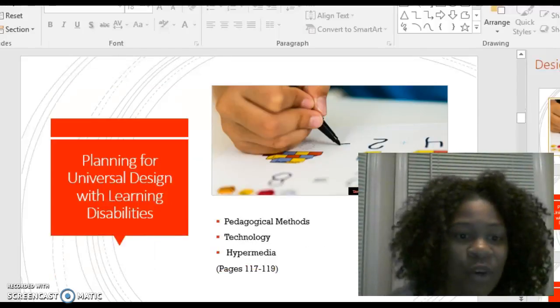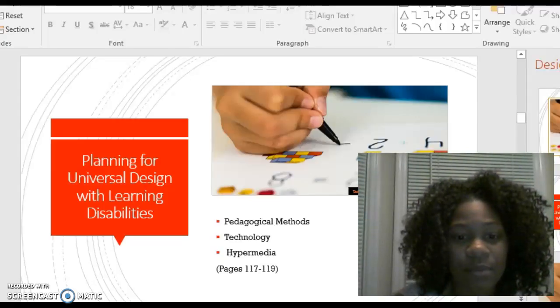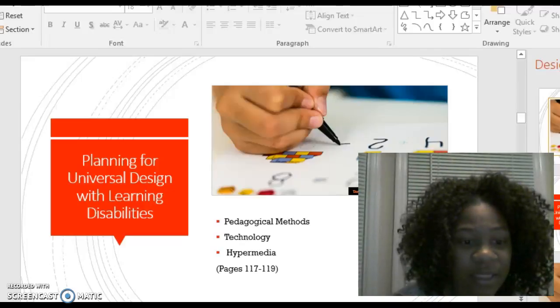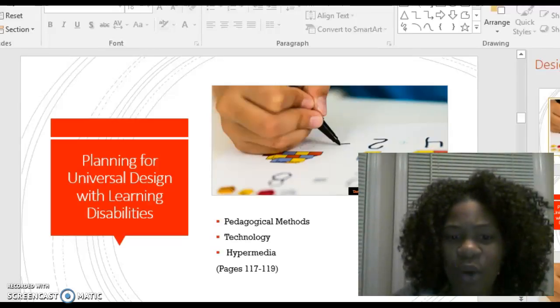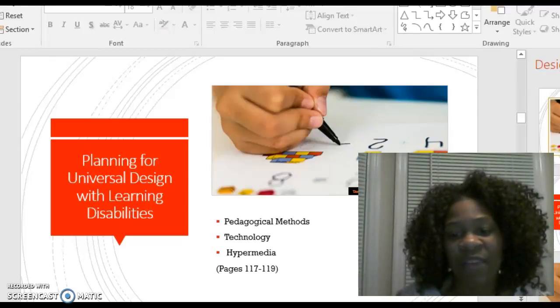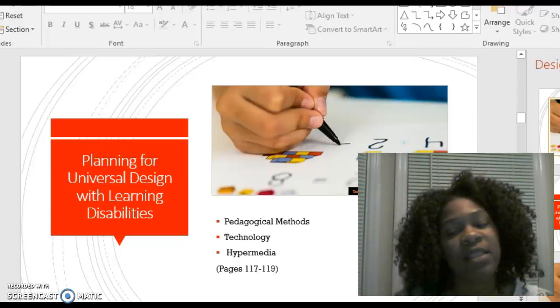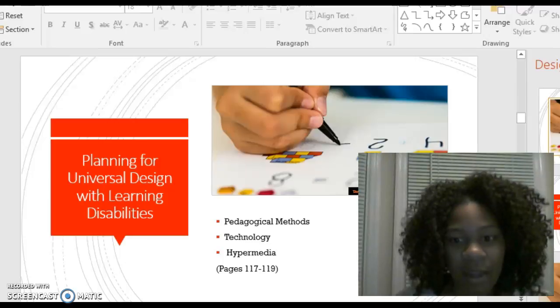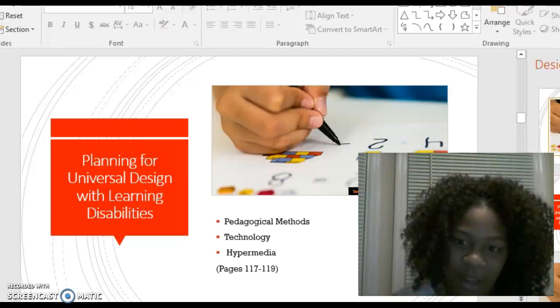So, planning for UDL with learning disabilities. We use pedagogical methods and technology and hypermedia. So the first one is things such as graphic organizers. They're based on UDL principles so that all students can benefit from them because they introduce students to the information prior to learning. So basically, when you have a student brainstorming information that they're going to be learning, they have more time to soak it in and think about it conceptually.